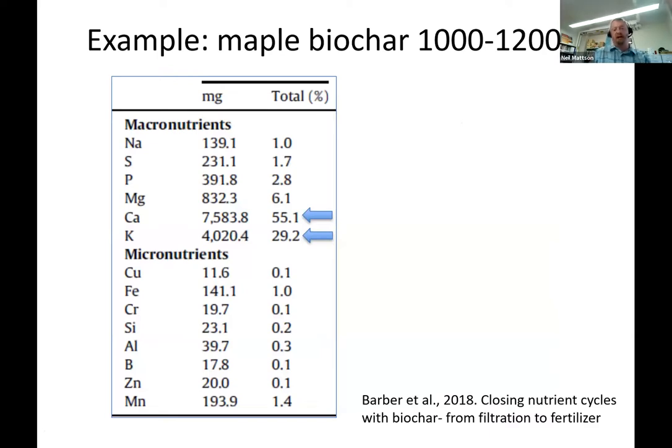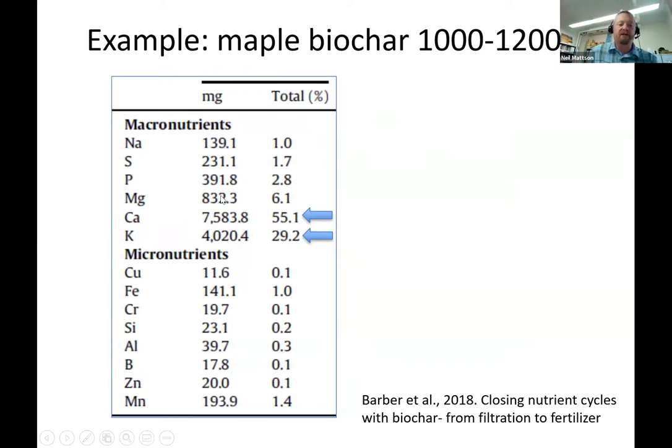Here's an example biochar. This is one that was maple biochar. In central New York, we have a lot of maple, which is a hardwood source. This particular biochar was made at a heating temperature of 1,000 to 1,200 degrees Fahrenheit. You can see the macronutrient content and the micronutrient content. This particular biochar is very high in calcium, the highest mineral element that it has. 55% of the mineral elements in total were calcium, and 30% were potassium. So we've got about 7,500 parts per million calcium and 4,000 parts per million potassium.